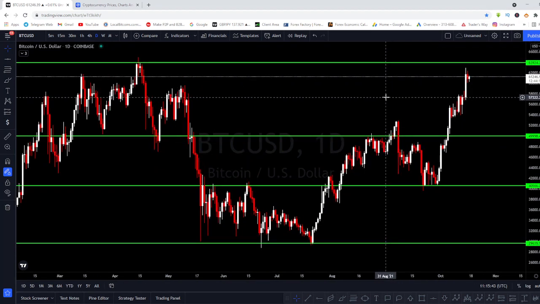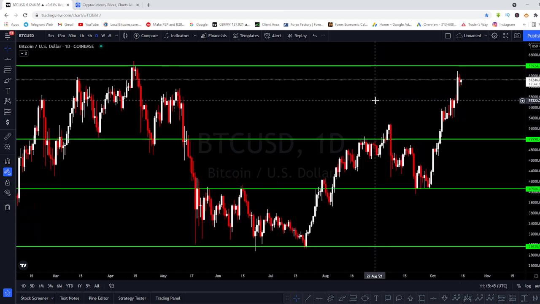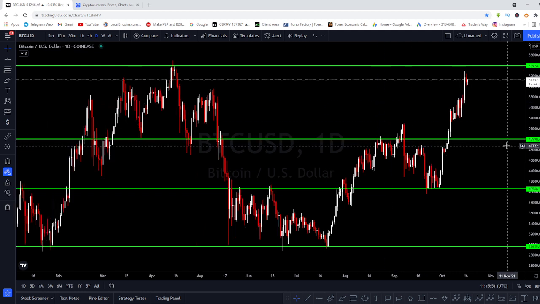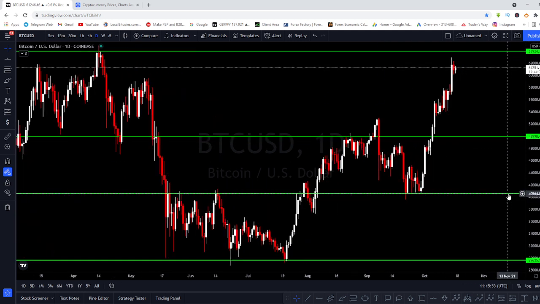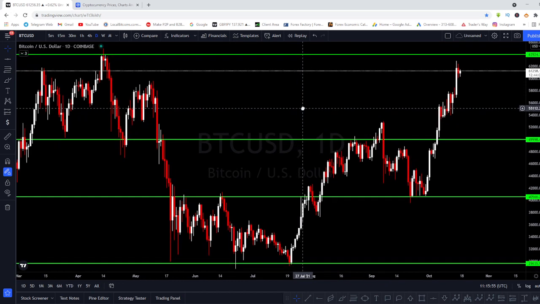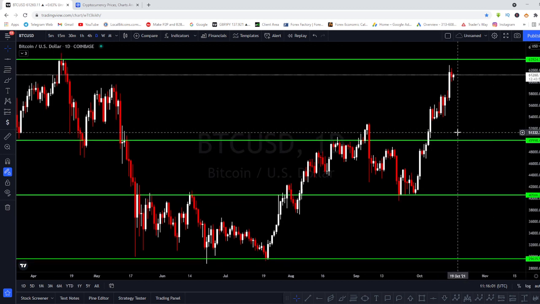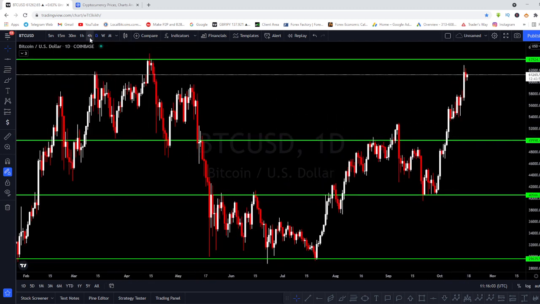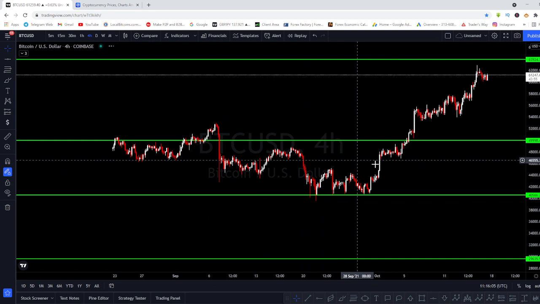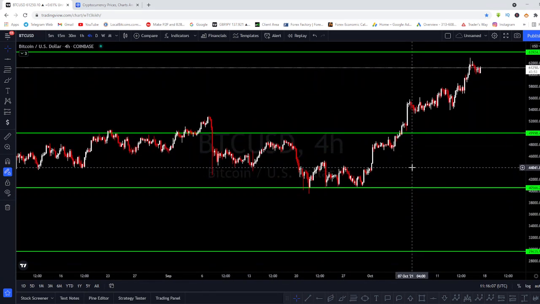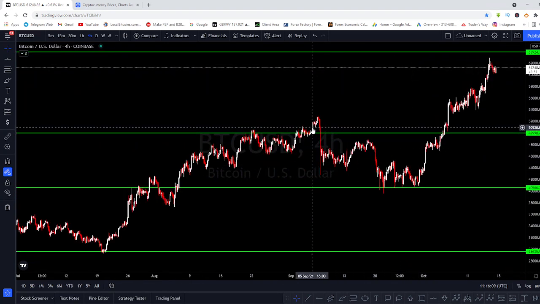After you finish plotting your support and resistance on the daily time frame, you go down to the 4-hour time frame and check out what exactly is happening in the market. As you can see, this is the support and resistance that I plotted on Bitcoin daily time frame. The next thing we are supposed to do is go down to the 4-hour time frame so that we can know what exactly is happening on BTC USD.